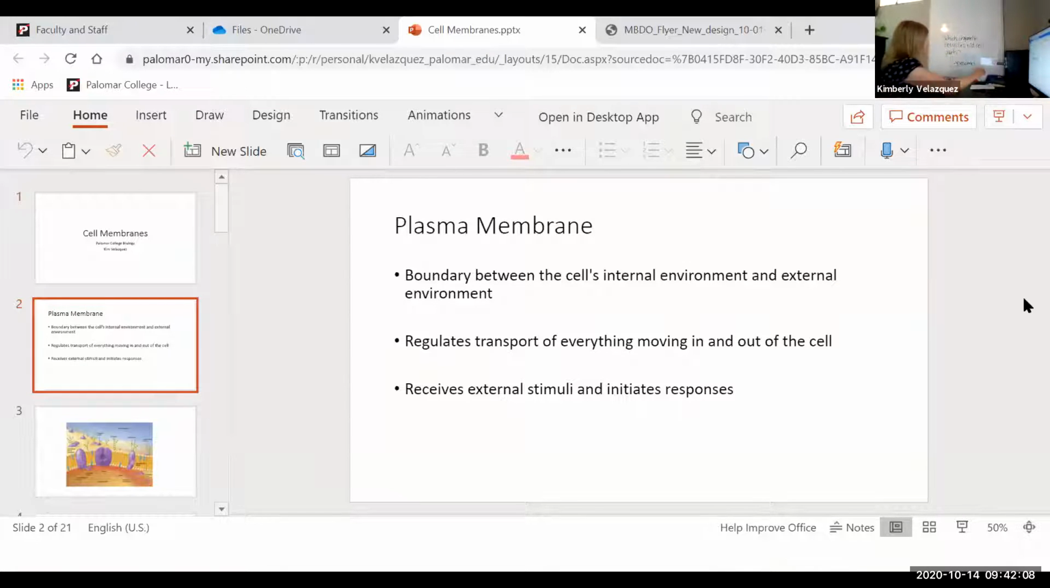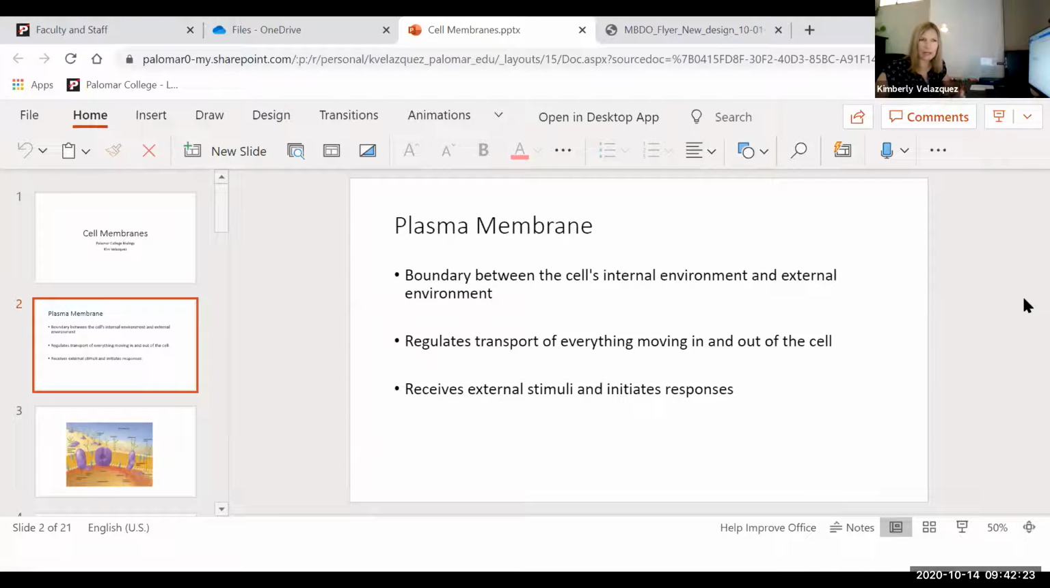Okay, so the plasma membrane is what regulates everything moving in and out of the cell. And that's important. We don't want just anything moving in, and we don't want just anything moving out. The cell needs to be able to regulate how that happens.